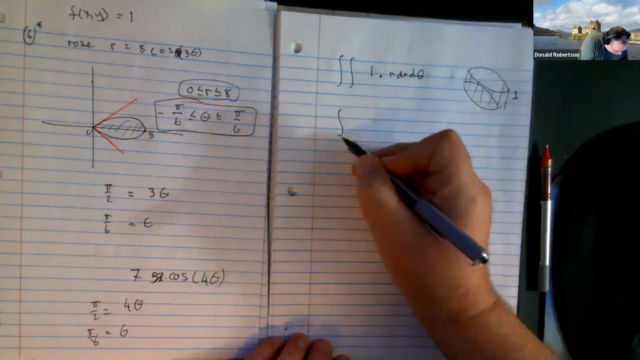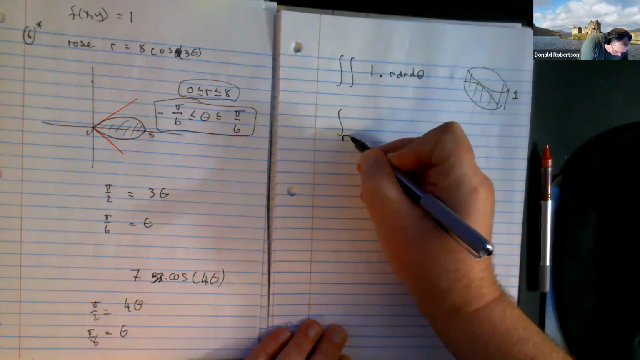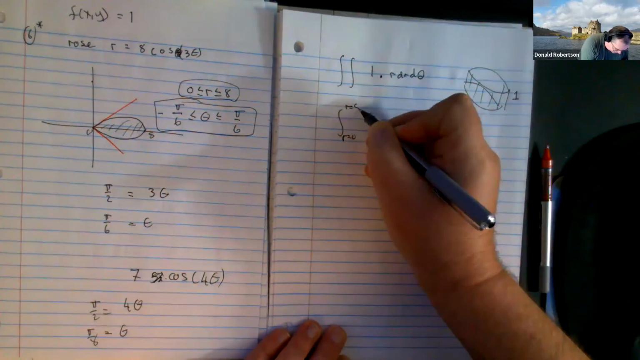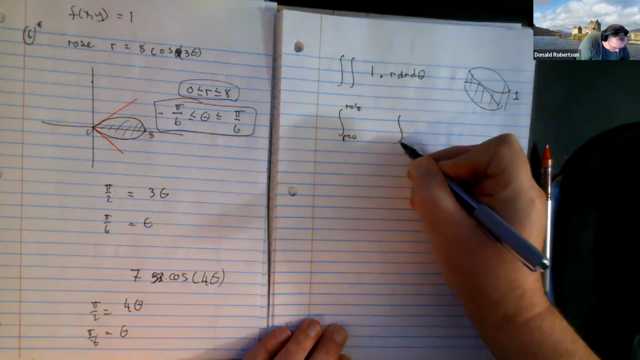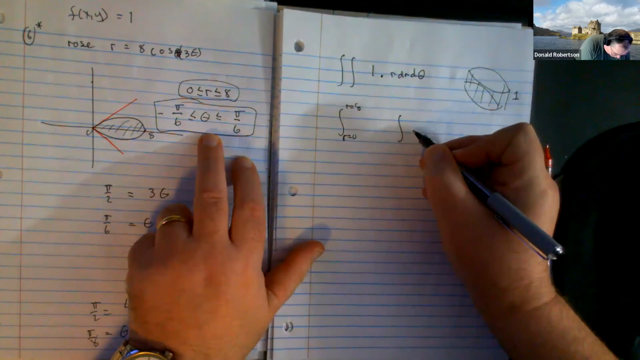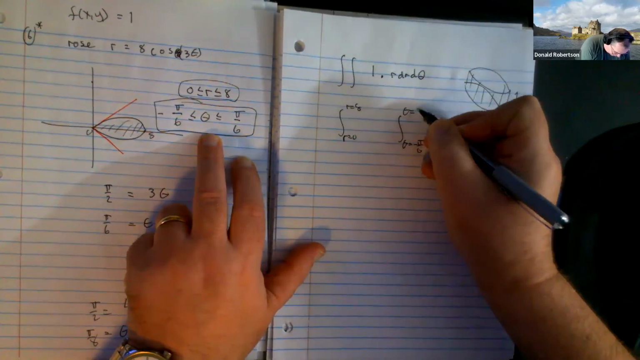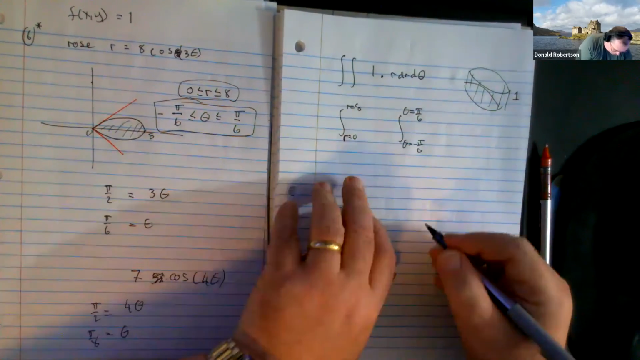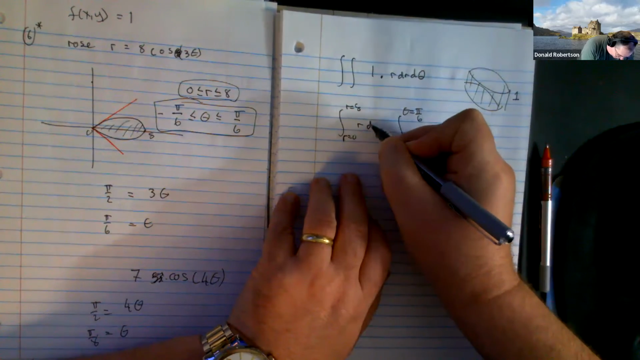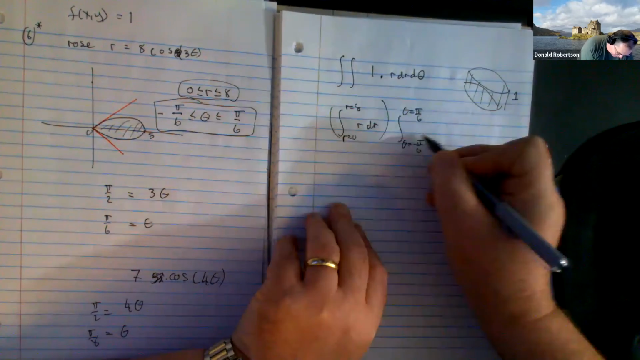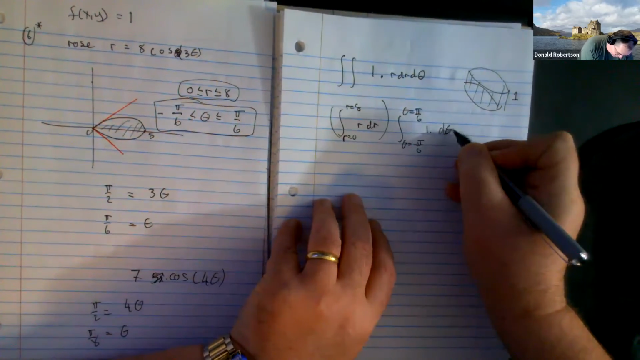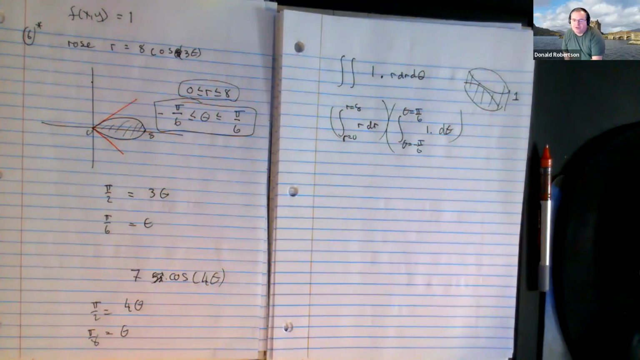Now the integral that we have is r equals 0 to r equals 8, and from theta equals negative pi upon 6 to theta equals positive pi upon 6. This guy gets an r dr. And this guy just gets a 1 d theta. Are you happy about the variable splitting? Are we good with that guy?